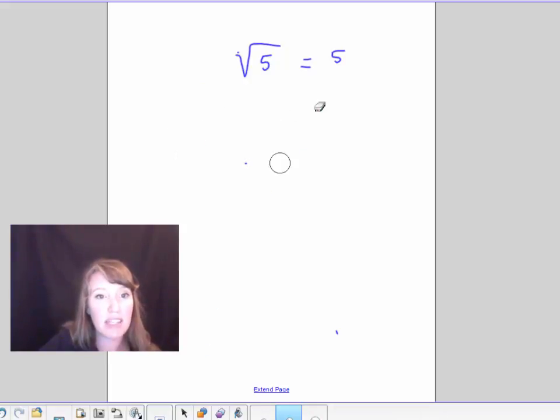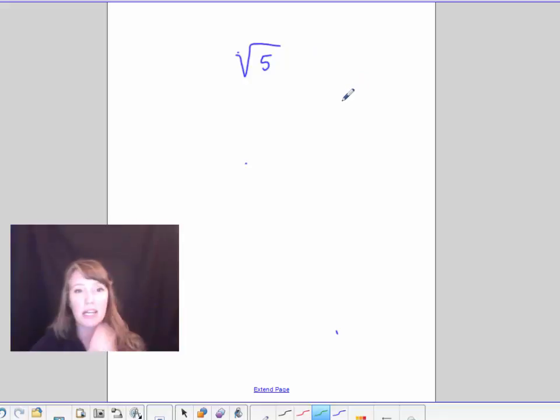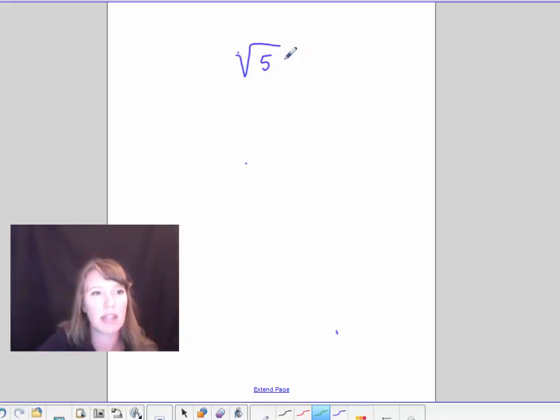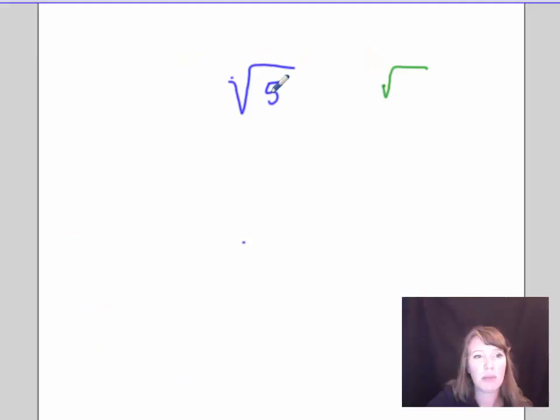The square root of 5 is not equal to 5. It's less than 5, and you might be a little bit confused by that at first because we see this symbol here, and your mind quickly wants to say, oh, well, that's about 5, but it's not at all. It's very, very different.